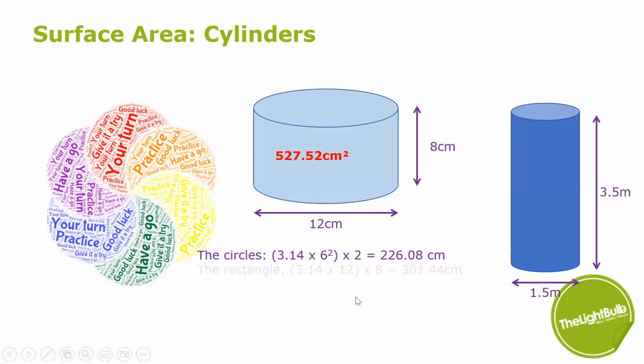And then the rectangle is pi times diameter, so 3.14 times 12. That gives us the circumference, and then times 8 gives us 301.44. And add them together, and that's how you get the 527.52. Well done.